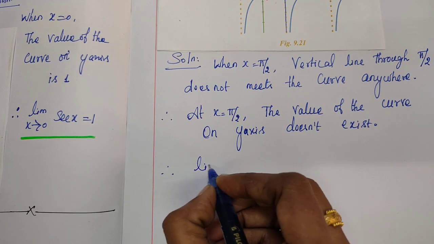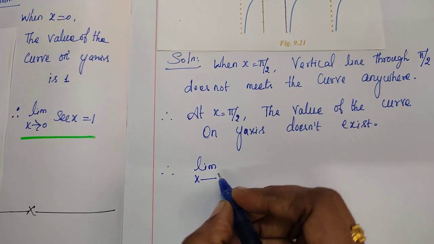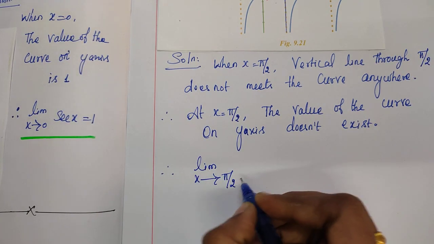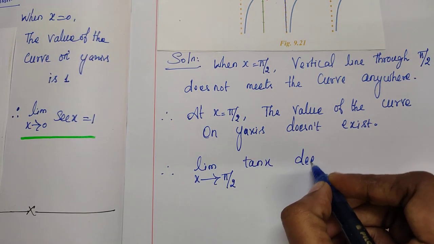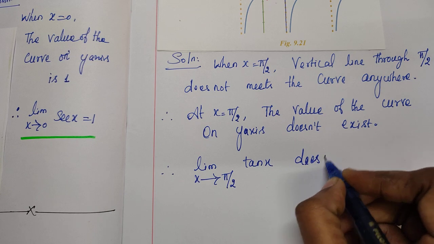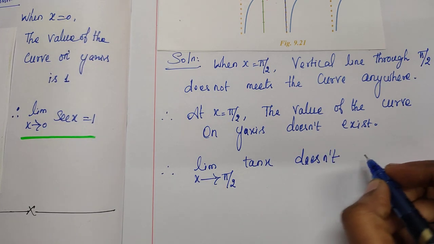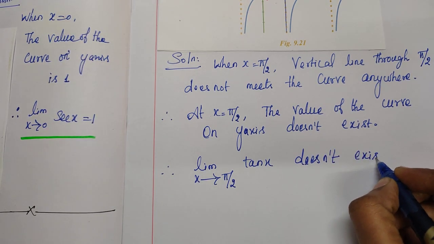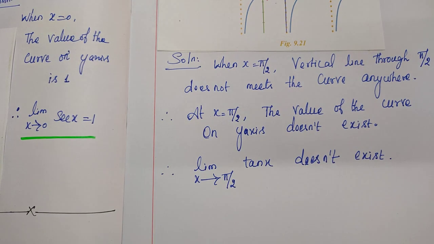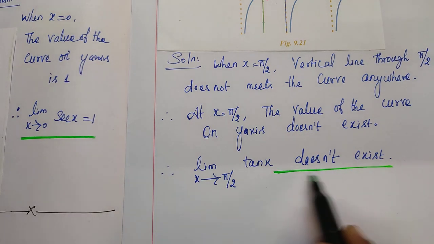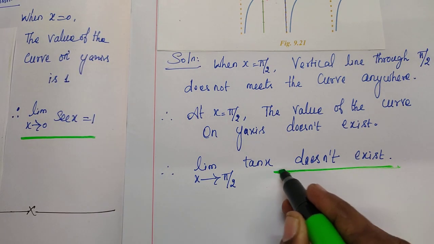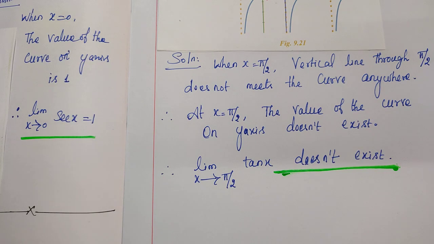Therefore, the limit of the given function, limit x tends to pi by 2 of tan x, doesn't exist. Therefore, the limit value of question number 15 doesn't exist. Therefore, question number 15 is also over.